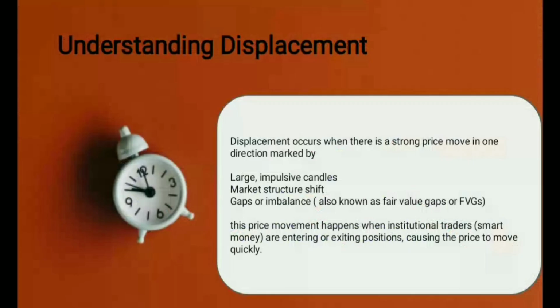Understanding displacement. Displacement occurs when there is a strong price move in one direction, marked by large impulsive candles, market structure shift, gaps or imbalance, also known as fair value gaps or FVGs. This price movement happens when institutional traders, which are the smart money, are entering or exiting positions, causing the price to move quickly.